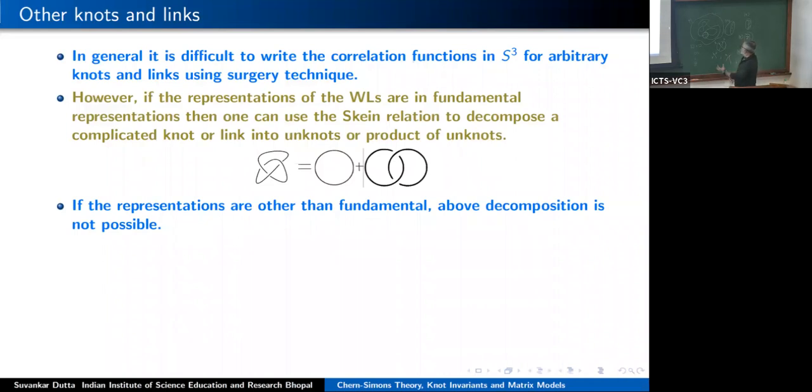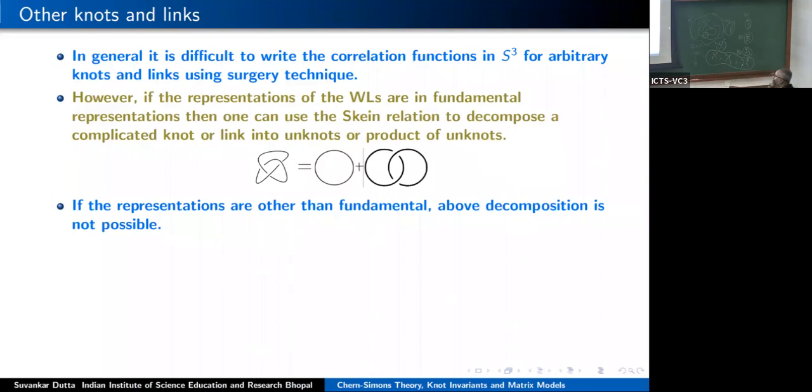Once you have this kind of junction, using this skein relation you can open it up. That is possible for the fundamental representation, because when you have the fundamental representation, your Hilbert space is two-dimensional. Therefore any three such states will be linearly dependent. Using this relation, if you are interested, after the talk I will show you how this knot breaks up into these two parts.